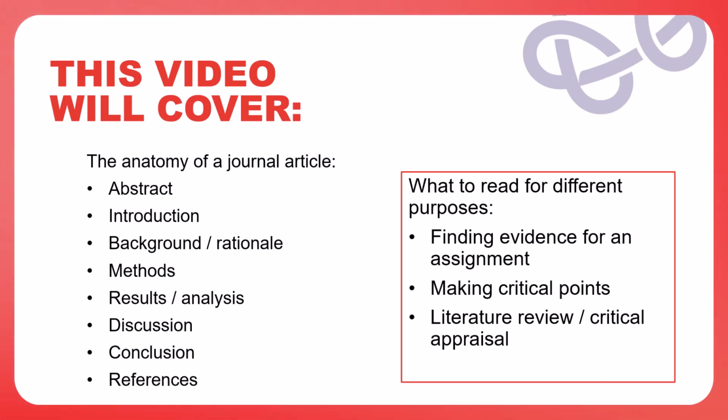So if what you need is just to find evidence for some points that you're making, there are certain sections that will be useful to you. If you're making critical points about literature, there will be different sections that you need to read for that article. And if you are reviewing the literature and critically appraising research, there are different parts of that you would need to read again.